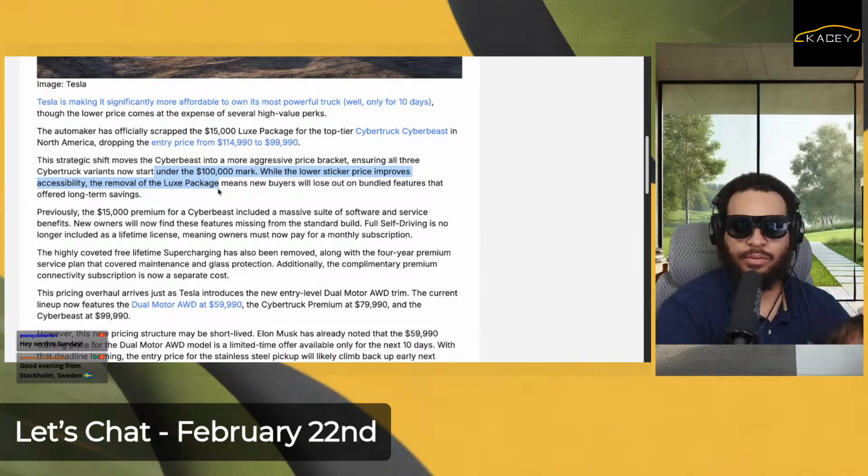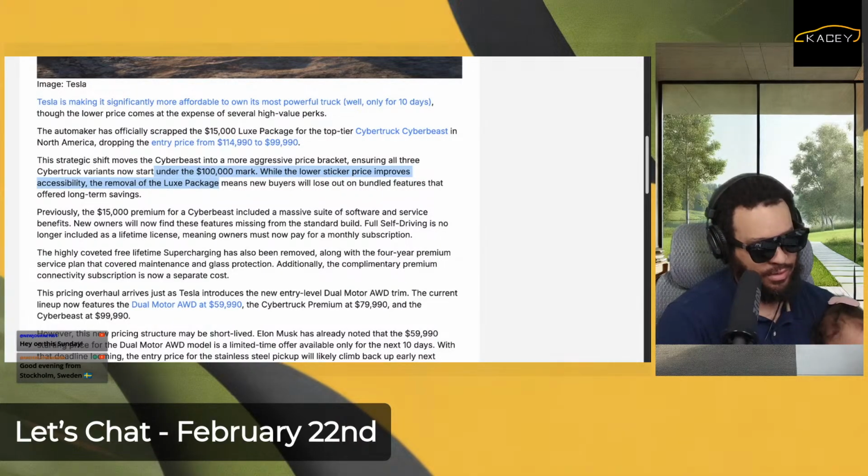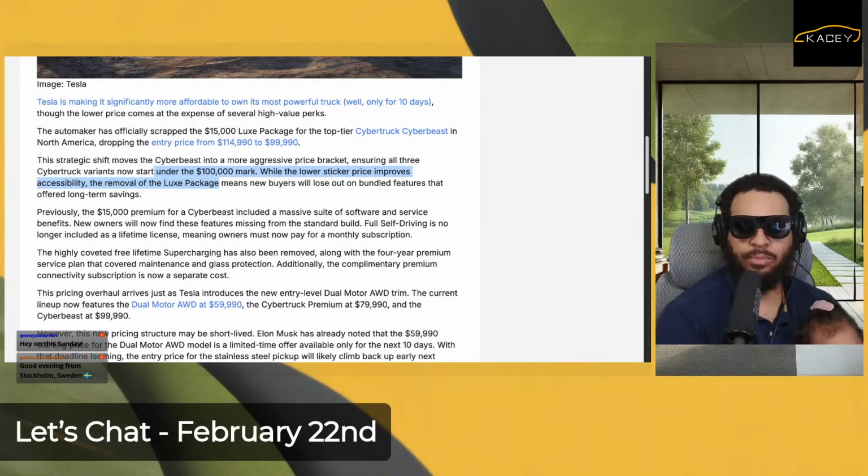Now it starts under 100, but you lose your 4 years of maintenance. You lose your extended warranty. You lose your free supercharging for life for the first owner of the vehicle. And it also came with lifetime FSD, which as of Valentine's Day became non-transferable to anyone who bought after Valentine's Day, and then now it's gone. If you couldn't tell, I don't care for subscription stuff that should be a one-time purchase.